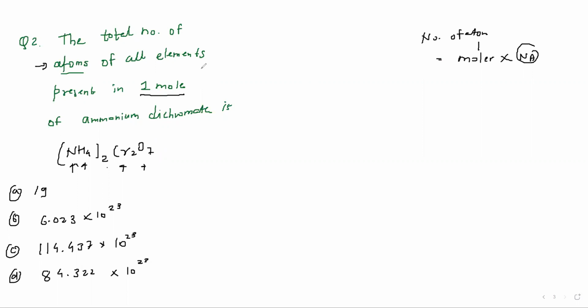If I ask you the total number of molecules in 1 mole of ammonium dichromate, you would directly answer. What is the answer? You know that 1 mole is equal to 6.023 into 10 raised to 23. Correct? This is your 1 mole answer. But they ask for atoms. Atoms means what? You have to count each atom. So 1 mole contains how many atoms here? Tell me. Total atoms is how many?